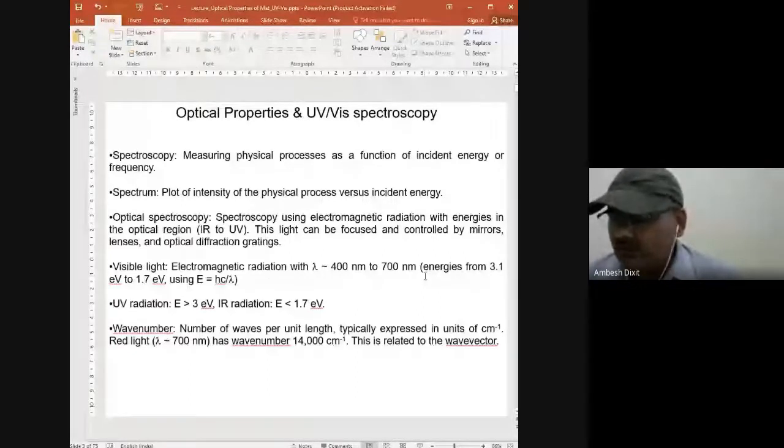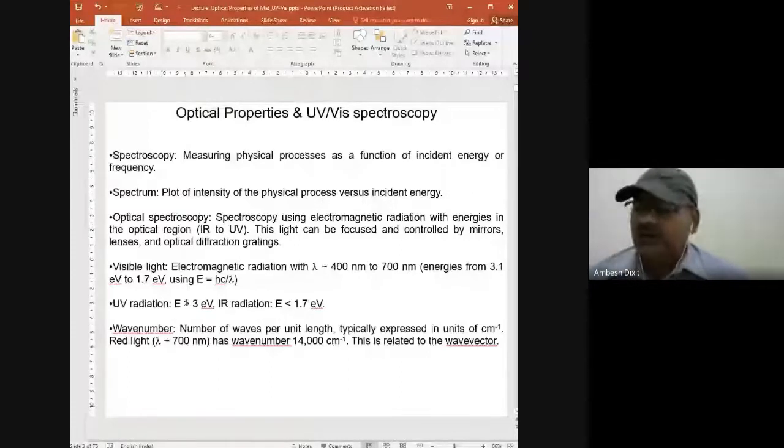You can use a simple relation to convert them to the respective form from wavelength: E equals hc by lambda. All of you know this, right? So fine, we define UV as greater than 3 electron volt and IR as less than 1.7 electron volt. These are not very sharp boundaries. These are very diffuse boundaries, so you can have plus or minus error bars; that doesn't matter.